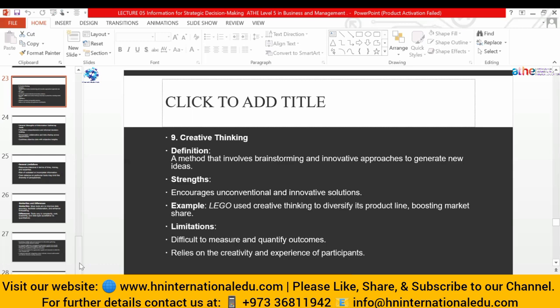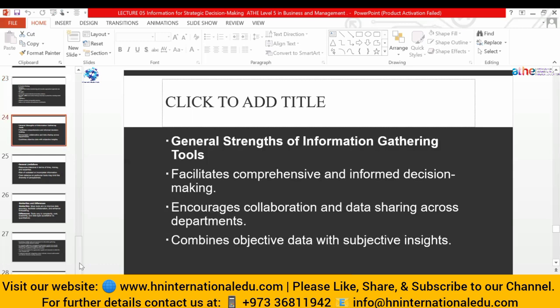It is difficult to measure and quantify outcomes. Why is it very difficult to measure? Because it is all about your creative thinking. You cannot measure it, you can only talk about it. It relies on the creativity and experience of the participants. Now it depends on the mood as well. Sometimes you do have the idea in your mind, but you do not have the words. The mind does not support the tongue. This situation happens a lot.